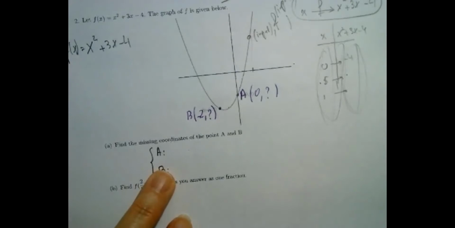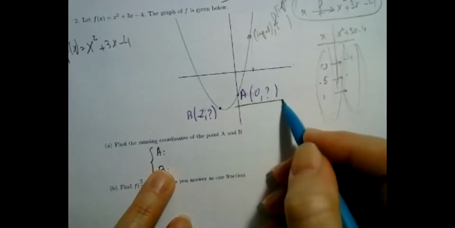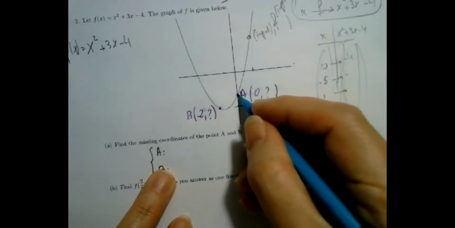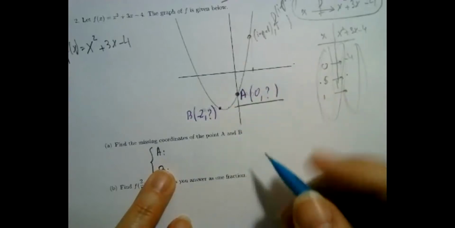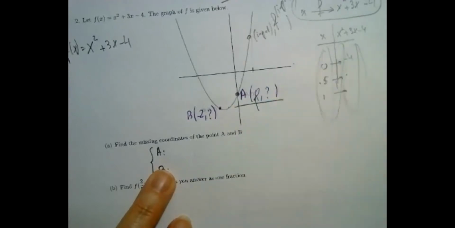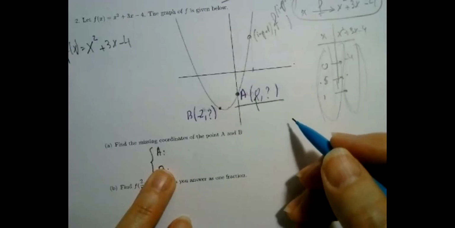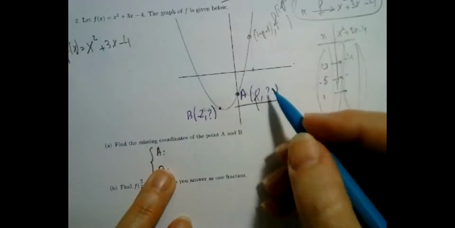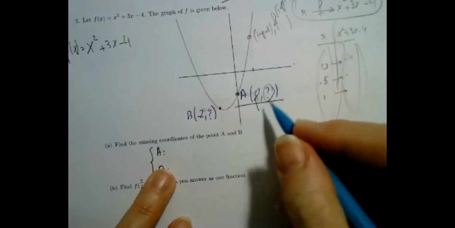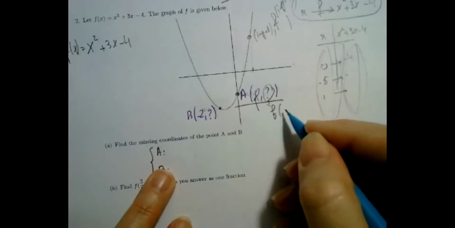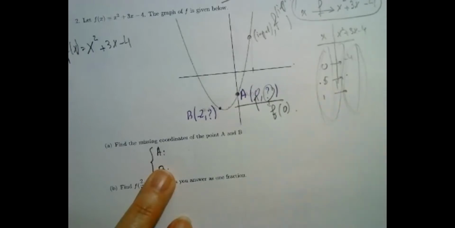What was the question? What's the second coordinate of the point A? The point on the graph. This is -4. Because you're right. What did you get -4 from? The original equation. Right. So be more precise. You're absolutely right. It's f of 0. Okay? So find the missing coordinate.